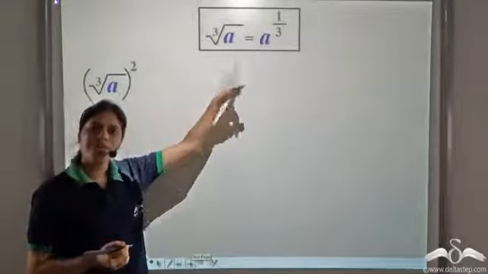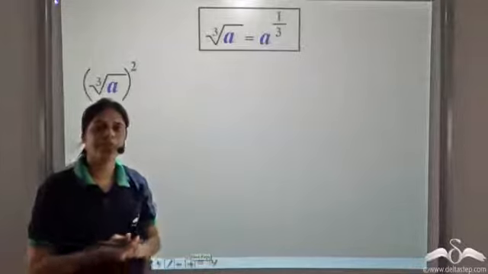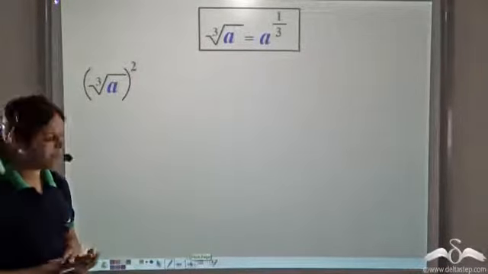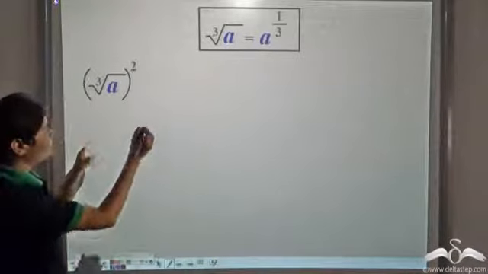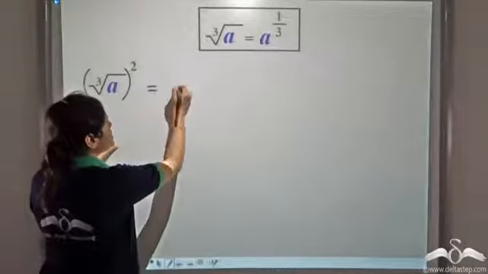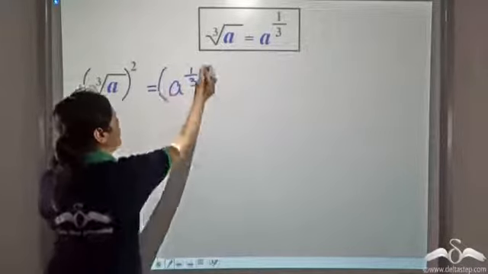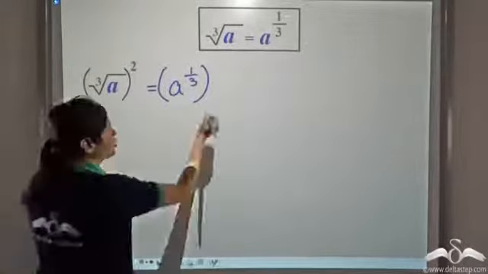Cube root of a can be written as a to the power 1 by 3. Now let us square the cube root of a and see what we get. So this is a to the power 1 by 3, whole raised to the power 2.